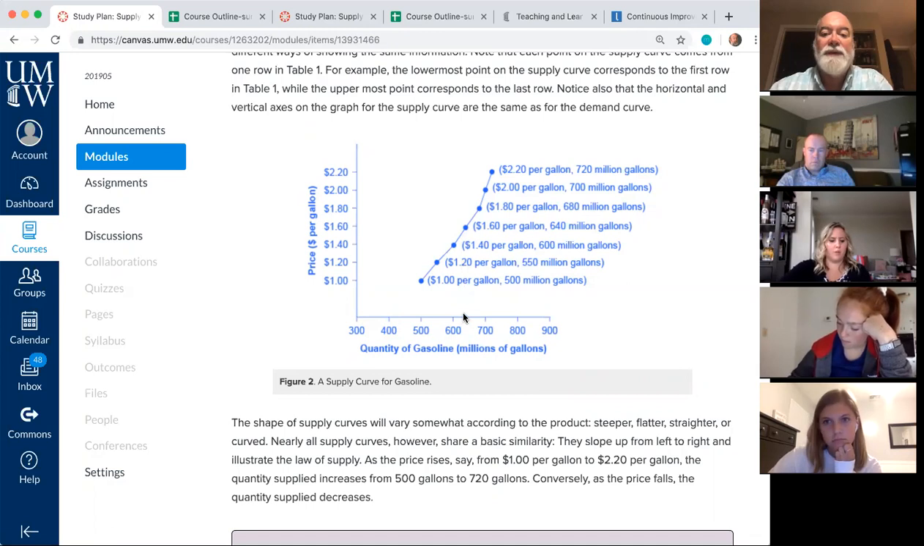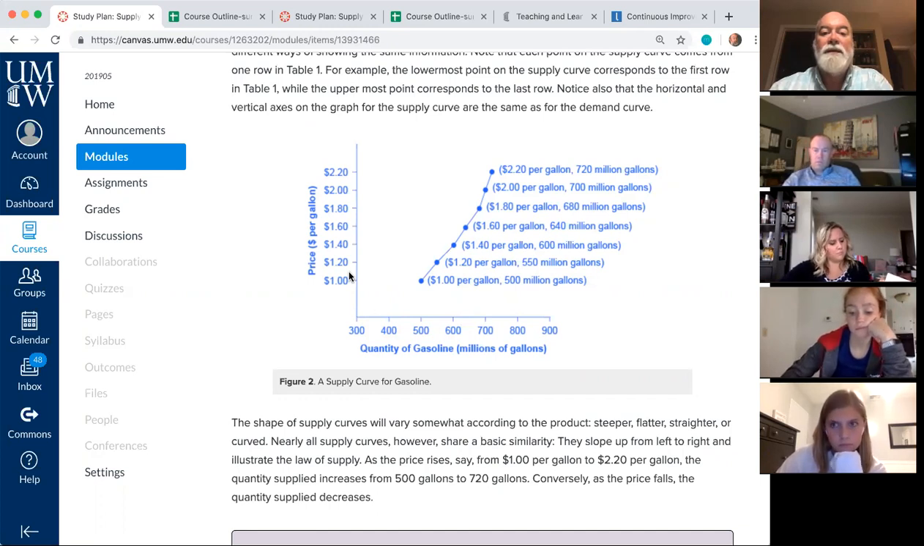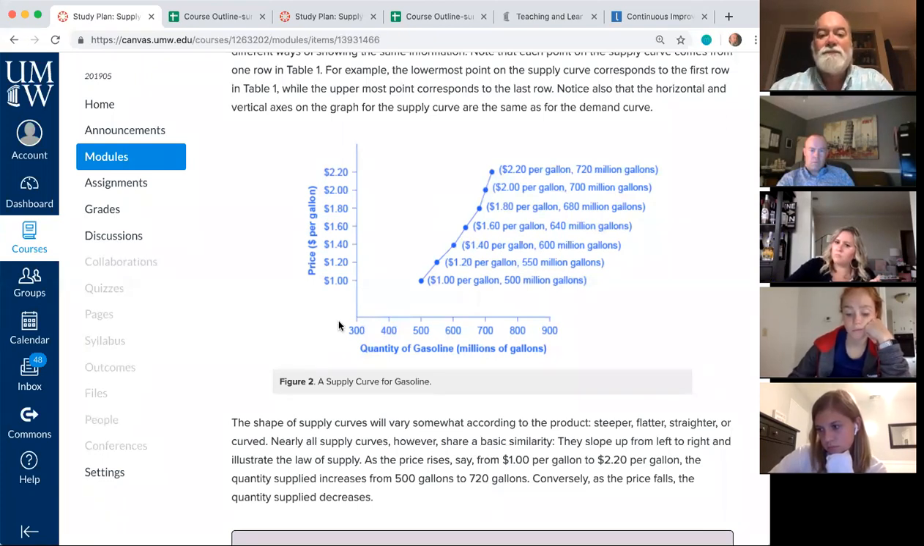So it's a little bit hard to read here, but the number is 640 million gallons. You can see that it's between 600 and 700, okay? 640 million gallons, all right? So the law of supply says that as price goes up, businesses want to supply more. And that's why supply curves always are upward sloping from left to right. Demand curves are downward sloping, supply curves are upward sloping. Okay?